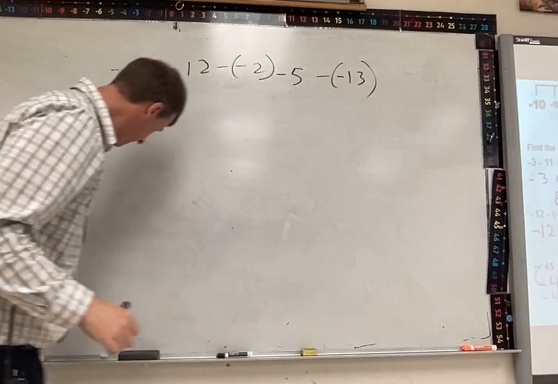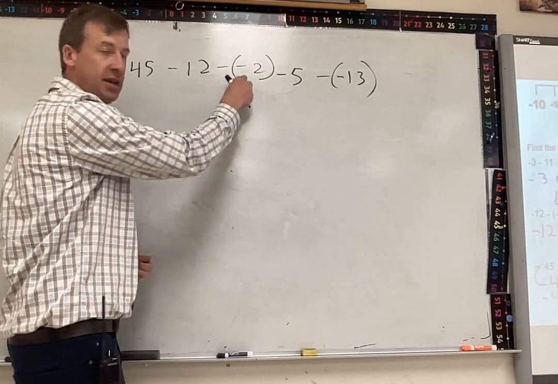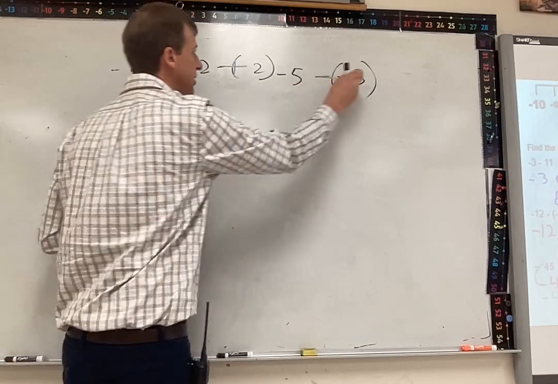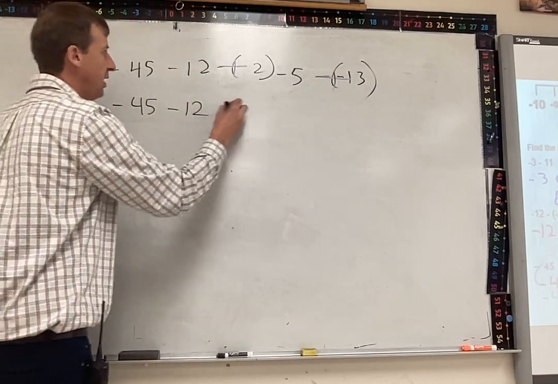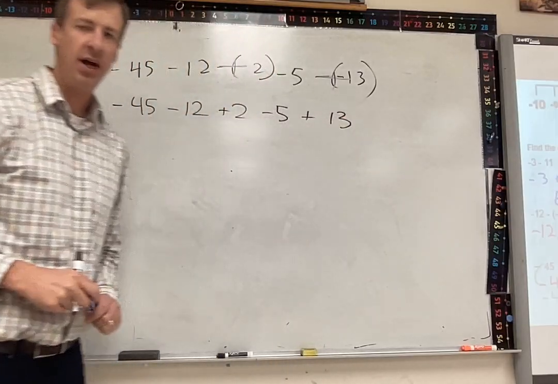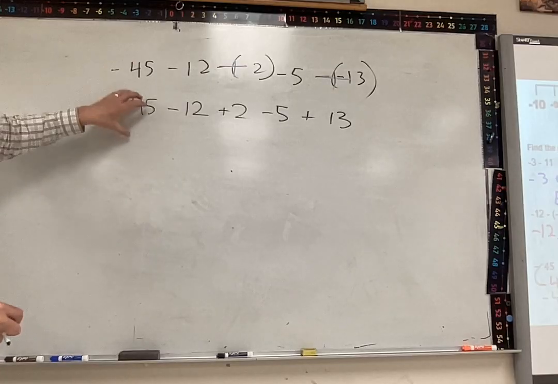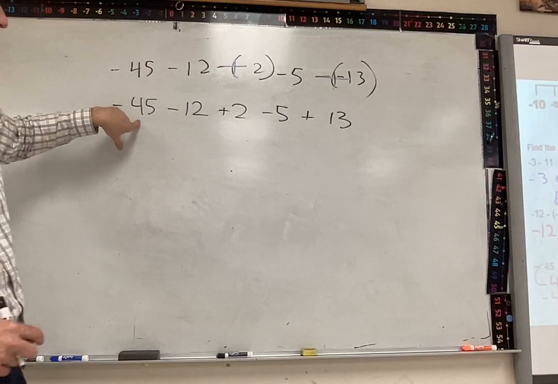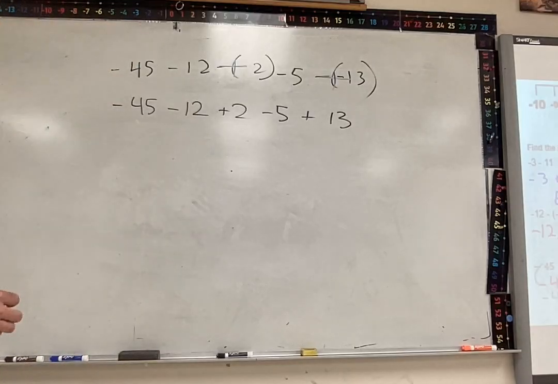All right, and then I said we're going to take these two minuses in a row, or minus and negative. We're going to change that to a plus. So this problem became negative 45 minus 12 plus 2 minus 5 plus 13. Notice how I'm writing down every single step and I'm working my way down the page, right? I'm trying to keep the numbers aligned, so 45 goes underneath the 45, the 12 goes under the 12. Try to keep it organized as best I can.